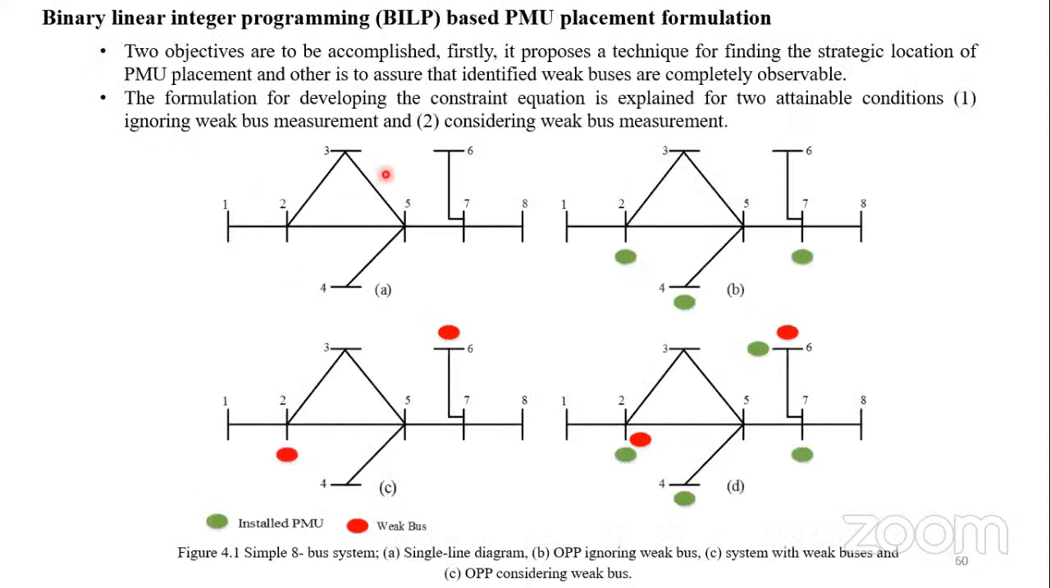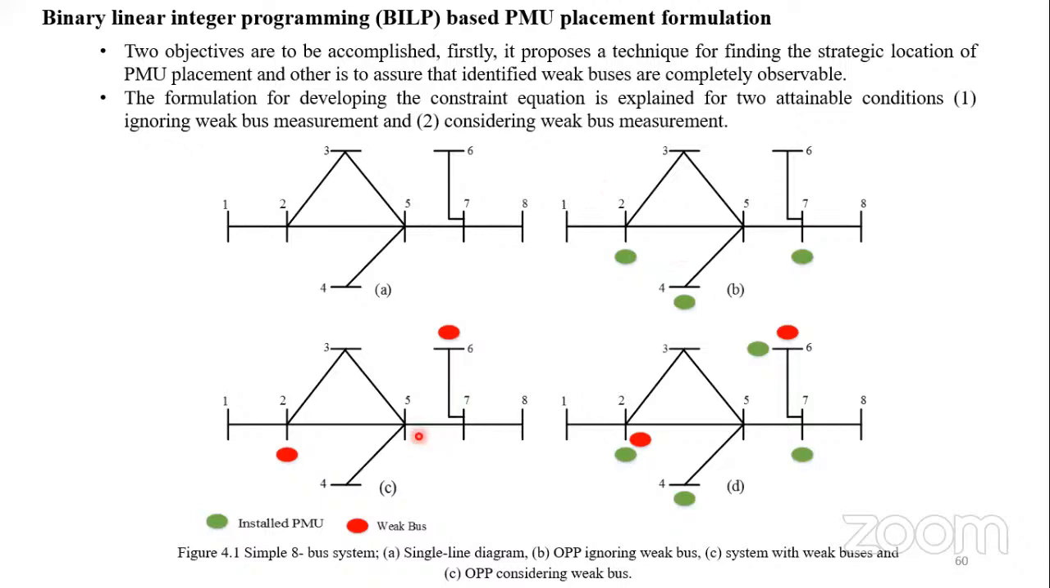Now here we have used the method binary integer linear programming, BILP. As you are seeing, this is the normal bus system, an 8 bus system we have used here. This green sign shows that PMUs are installed on bus number 2, bus number 4 and 7. So this is a normal case.